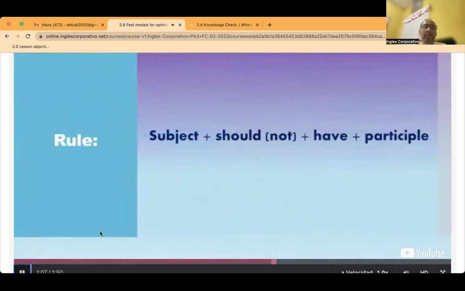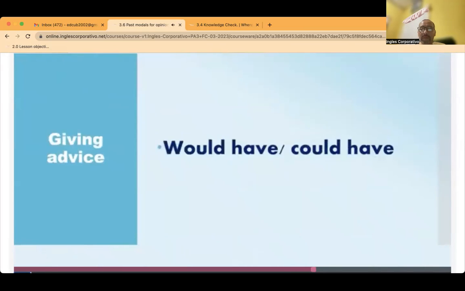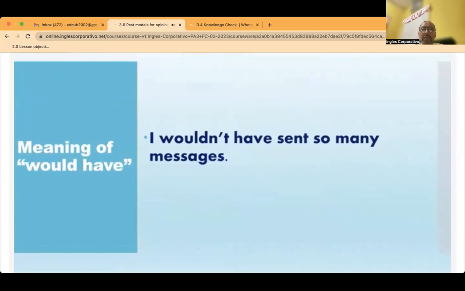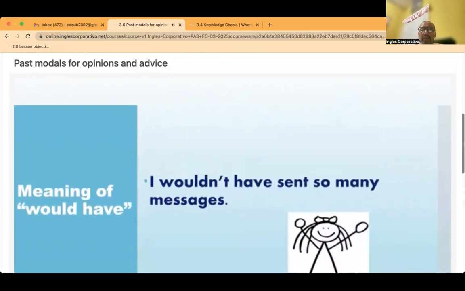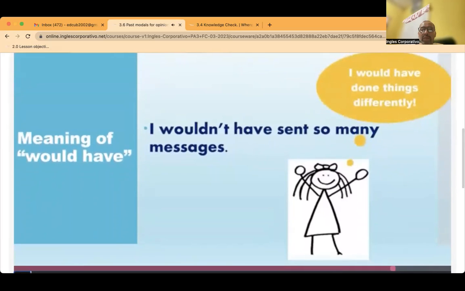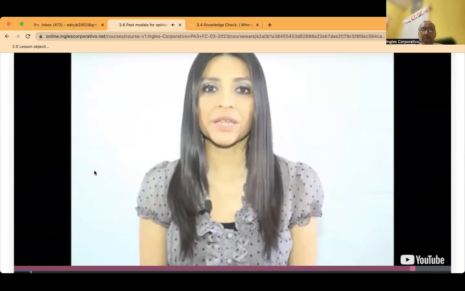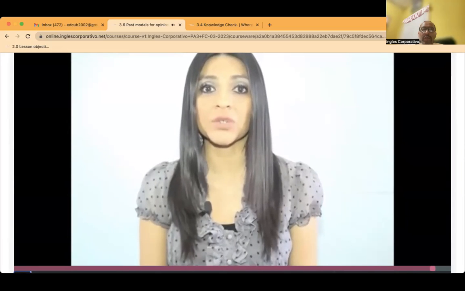This is the rule. Subject plus should, not plus have plus participle. When giving advice, we may use would have or could have. I will explain the meaning of would have like this. I wouldn't have sent so many messages. Molly is imagining this hypothetical situation happening to her and saying she would have done things differently. This is the situation. There has been a misunderstanding about you at work with a workmate. Type in an opinion as well as an advice using past modals.